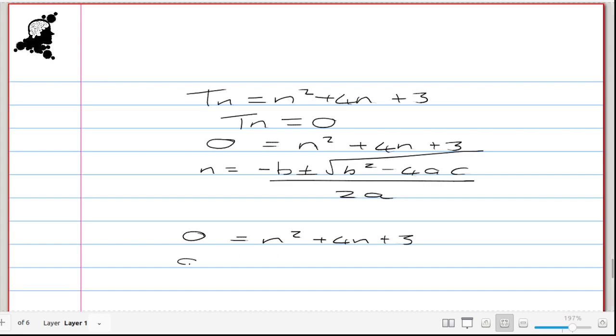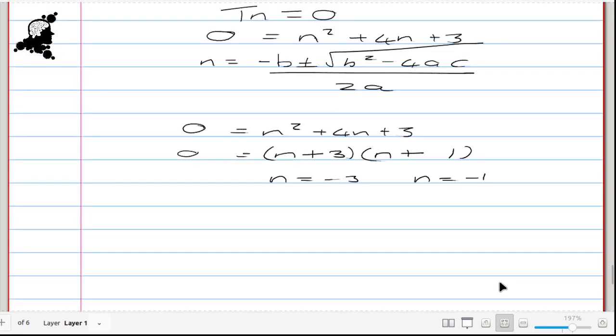You can actually factorize this. So let us factorize this. We're going to have n here and n there. The last term is positive, so the signs must be the same. Because the middle term is positive, both signs are going to be positive. I'm going to have 3 and 1 because 3 times 1 is 3, and 3 plus 1 is 4. n is equal to -3, n is equal to -1.